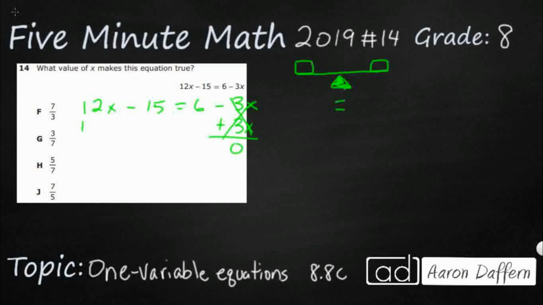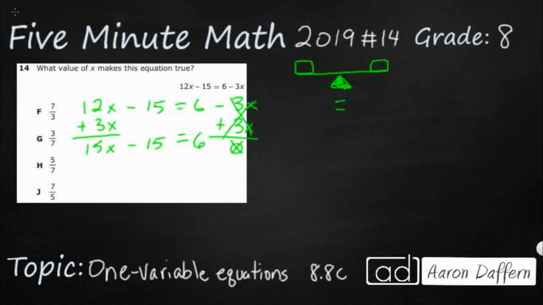But in order to keep this balanced, I have to do the same thing to both sides. So I can add 3x to both sides. We are still good. So 12x plus 3x, that's 15x. Bring down the other terms I have not messed with. So it's 6 plus 0, but I'm just going to drop it. I don't need anything. So I've got 15x minus 15 equals 6.